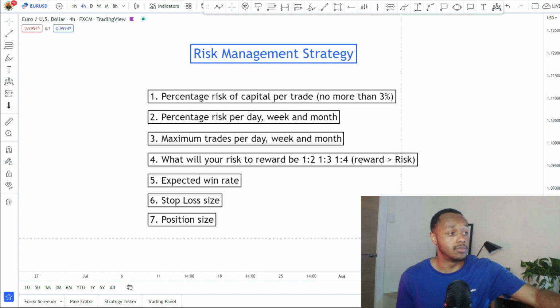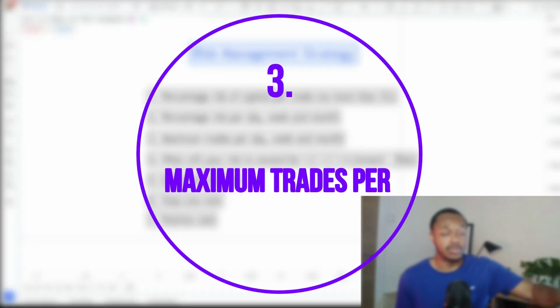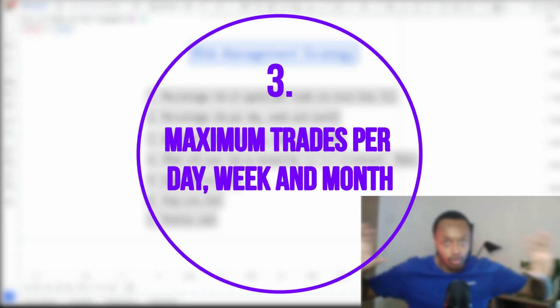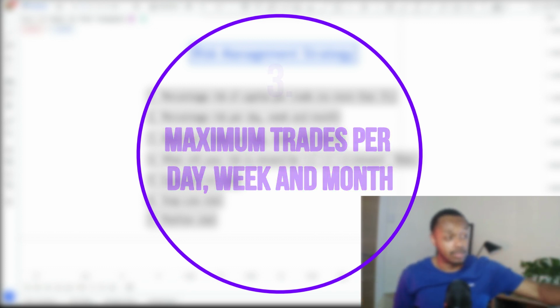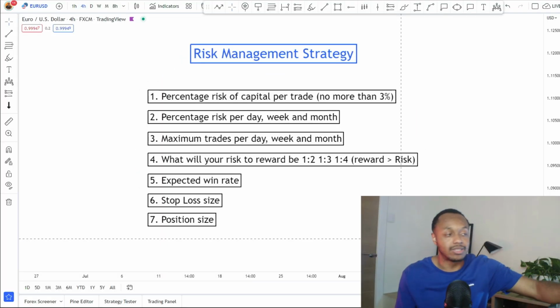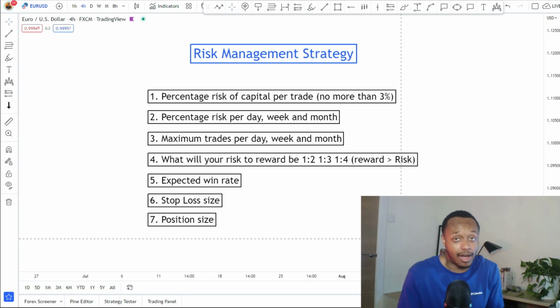Number 3, maximum trades per day, per week, per month. So this is the max. Whatever happens, no more trades than this. So this is a good example, because it's all well and good risking 1% per trade. But if you're going to take 100 trades in a week, 100 trades in a day, you're giving yourself a lot of exposure. And obviously the chance of you losing 100 trades in a row is very, very slim, probably impossible. You probably accidentally will win a trade. But you're giving yourself, your capital, all exposure.